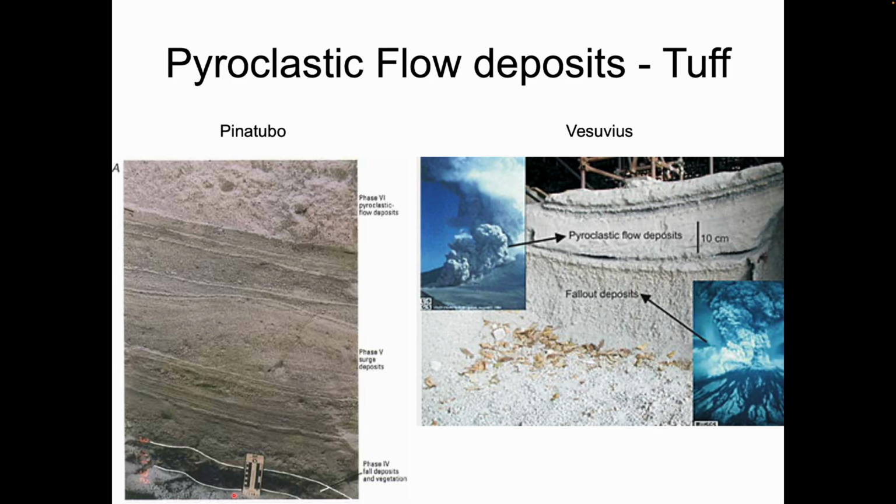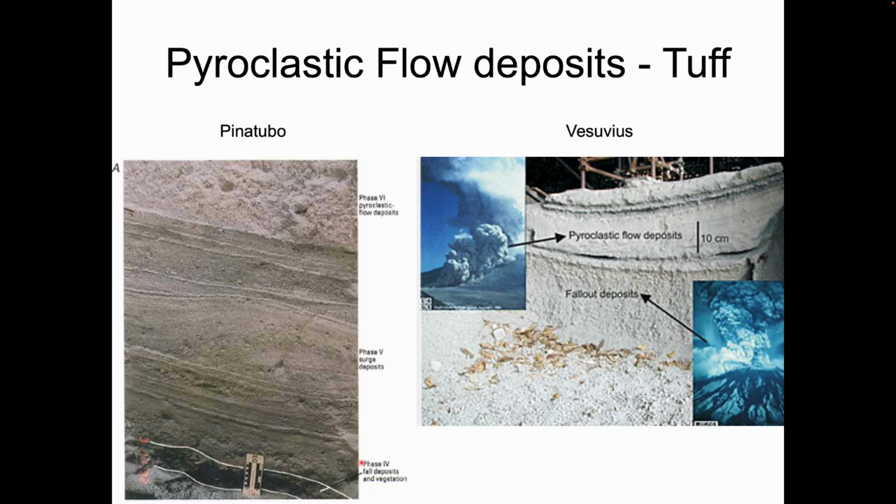We can learn a lot about how a volcanic eruption progresses over time by looking at the pyroclastic deposits that come out of the volcano. On the left here we have part of the pyroclastic deposits from the eruption of Mount Pinatubo, which is in the Philippines, which erupted in 1990. At the base we can see fall deposits and vegetation. So this is a vegetation layer that has ash fall mixed in. So you have your initial large tall eruption cloud, which is dropping ashfall on your surrounding landscape.